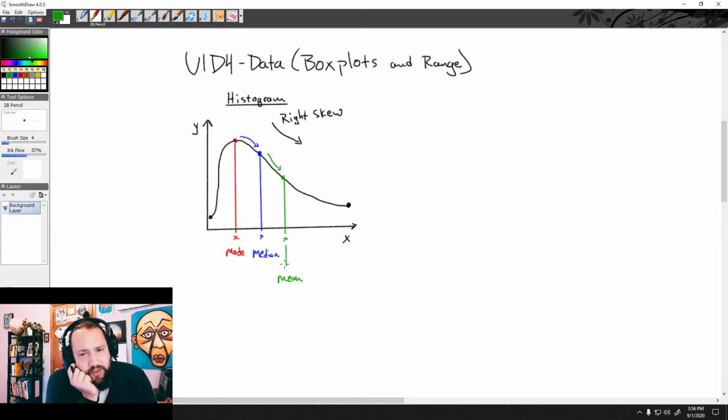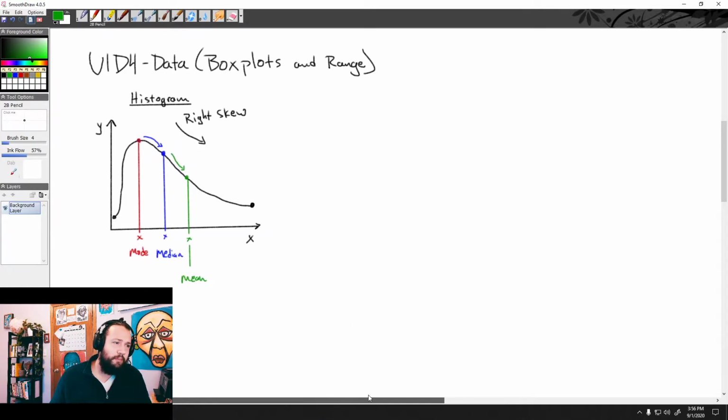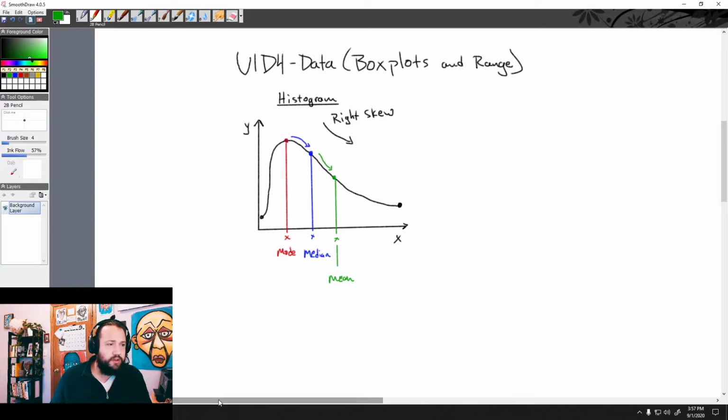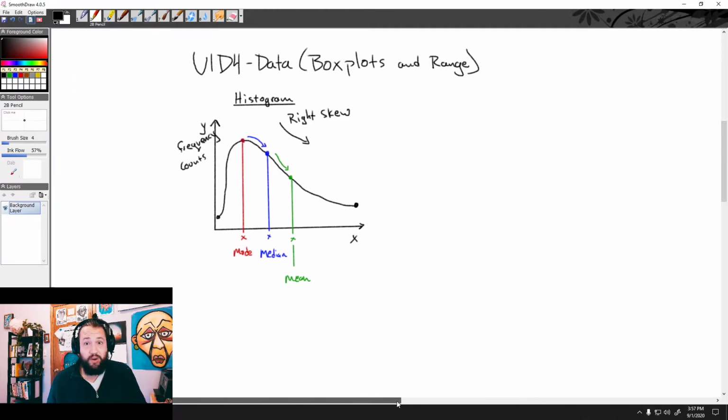Now, what would happen if I took this same exact data and I tried to make a box plot? Now, this time, what's weird about a box plot is it no longer cares about my counts. So my y value is usually my frequency. Oops, I should change this. My frequency. That's just a fancy word for counts. Box plots don't care. All they care about is middles.